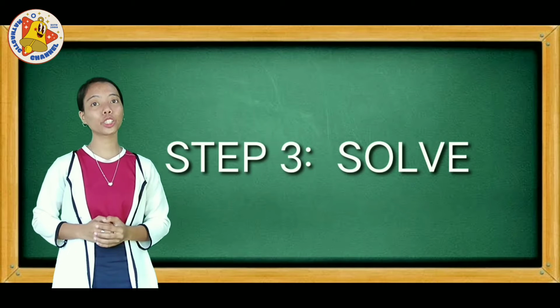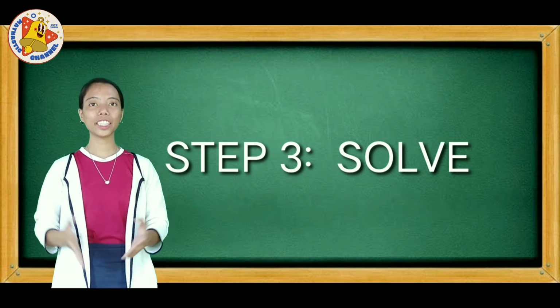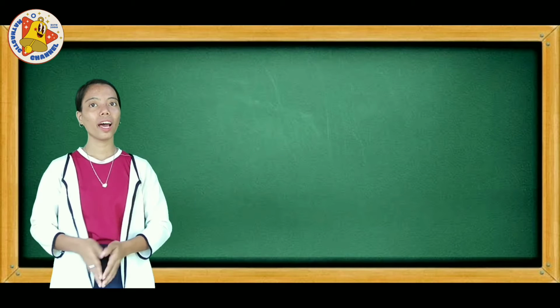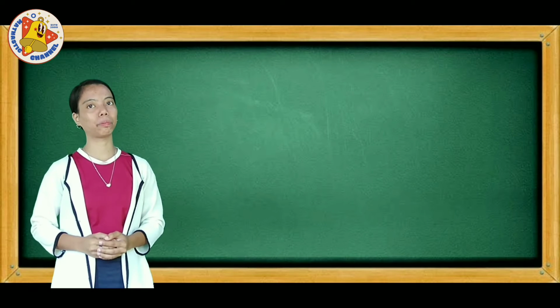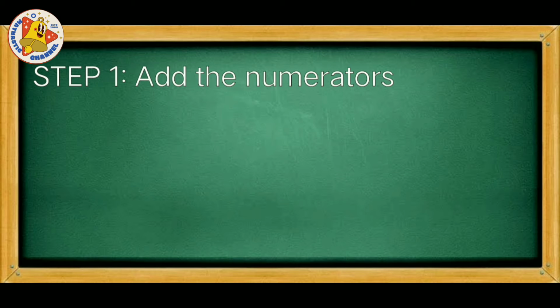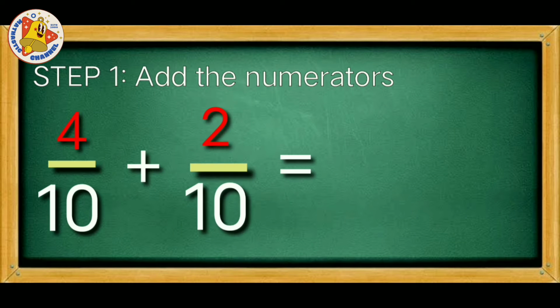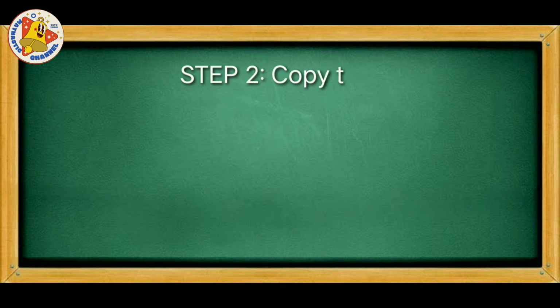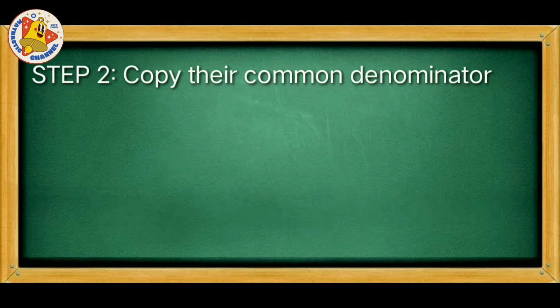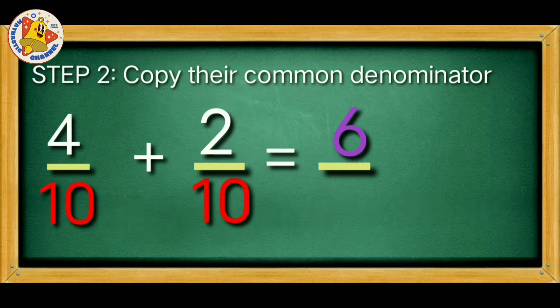Step 3 is to solve. For us to solve this problem, let's take these steps. Step 1. Add the numerators. 4 plus 2 is 6. Step 2. Since they have a common denominator, just copy their denominator. Their common denominator is 10.